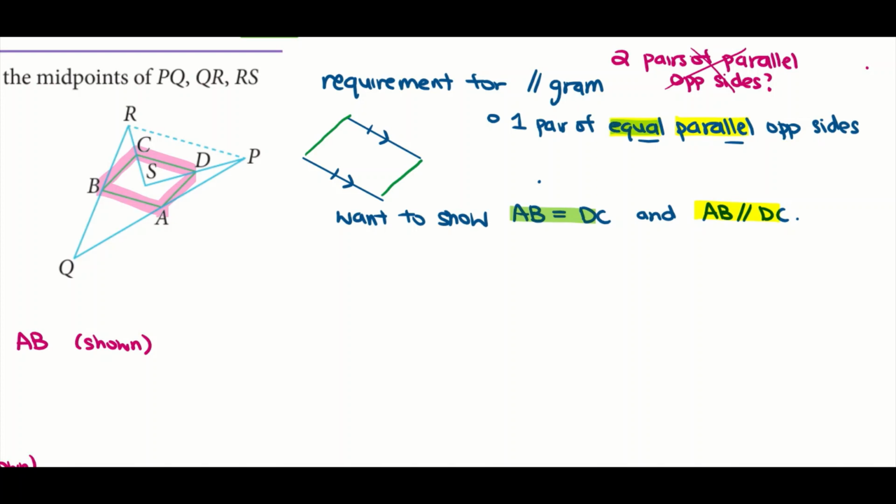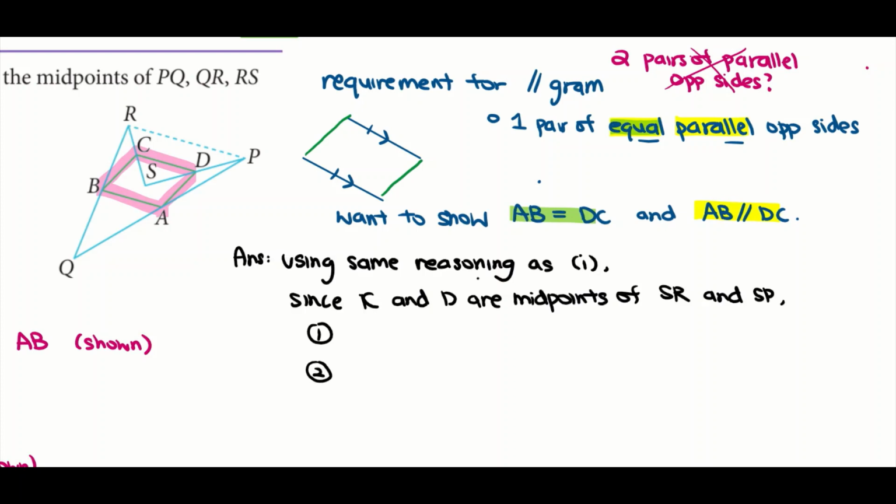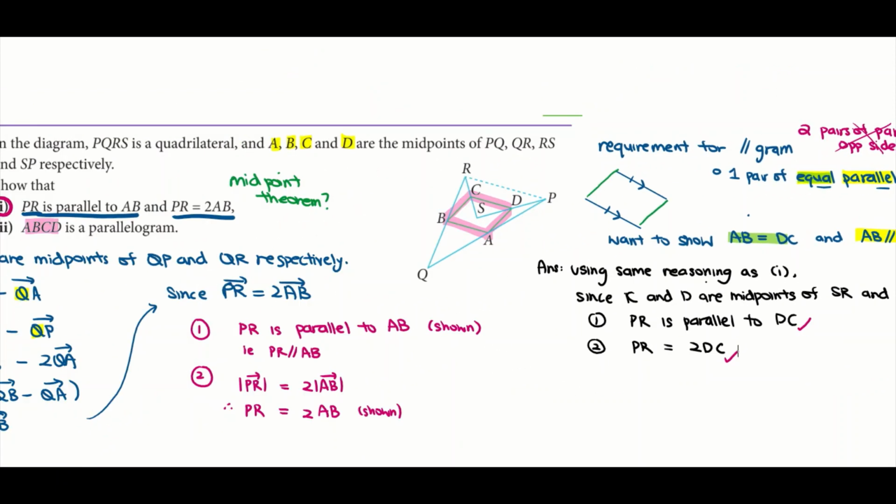So basically, I want to show that AB equals DC and AB is parallel to DC. So let's try to show this and think about how we should start this question. Since C and D are midpoints of SR and SP, I can write down two results. Number one, PR is parallel to DC, and number two, PR is 2 times DC. So I've actually used my part 1 answer to get this same result.